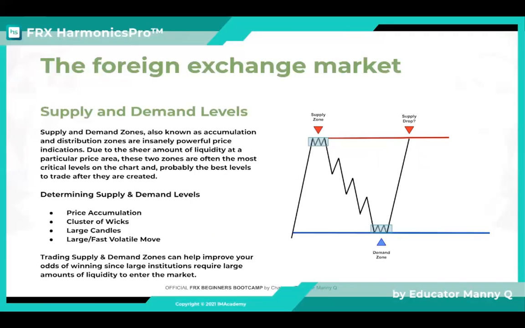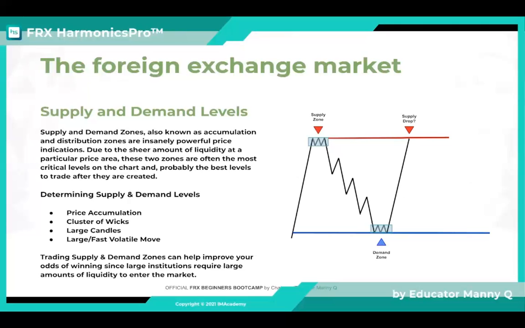Due to the sheer amount of liquidity at these particular price areas, liquidity means all of the buyers and all of the sellers, all of the money that is trapped at that zone. That's what liquidity is, right? It's a bunch of money trapped at a specific zone. Due to the sheer amount of liquidity at a particular price area, these two zones are often the most critical levels on the chart and probably the best levels to trade after they are created.